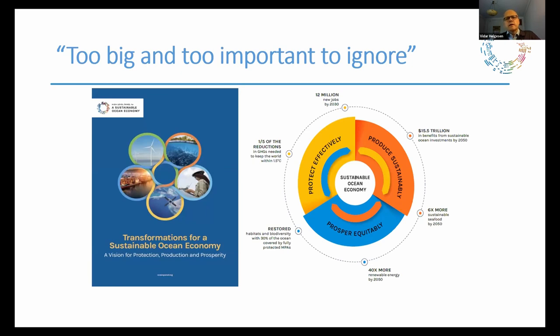We found that if we take better care of nature, if we restore 30% of the ocean with marine protected areas, and if we address climate change, we can add 12 million new jobs from the ocean economy by 2030. We can have more than $15 trillion US dollars in benefits from sustainable ocean investment. We can produce 6 times more seafood by 2050 if we do things in a better way in terms of ocean management. And importantly, we can produce, and need to produce, about 40 to 50 times more renewable energy, particularly through offshore wind, by 2050.